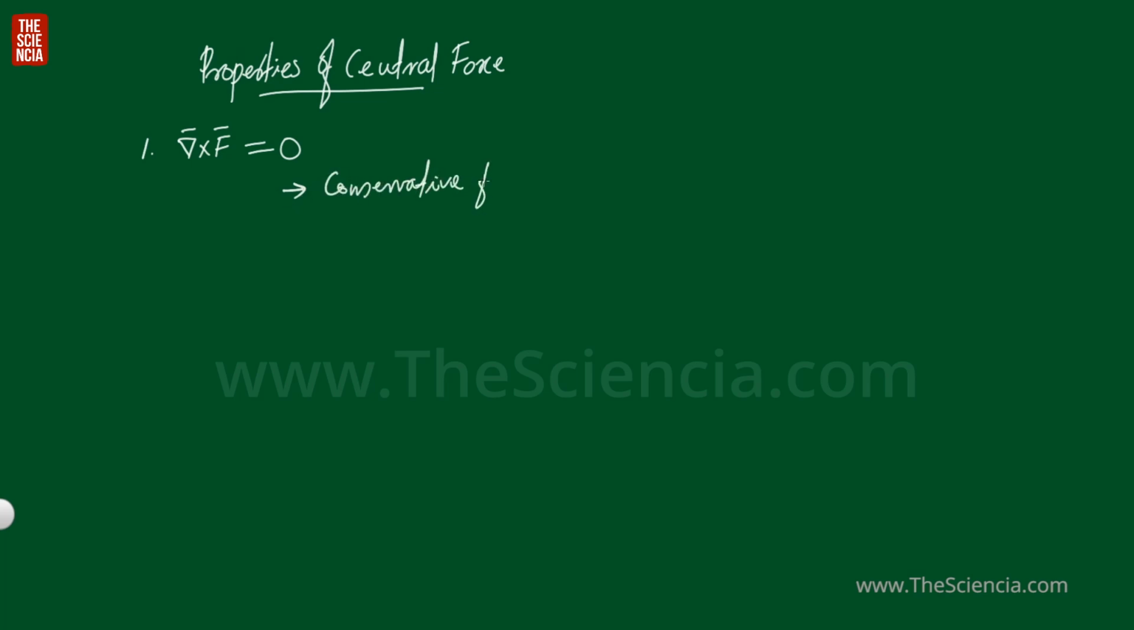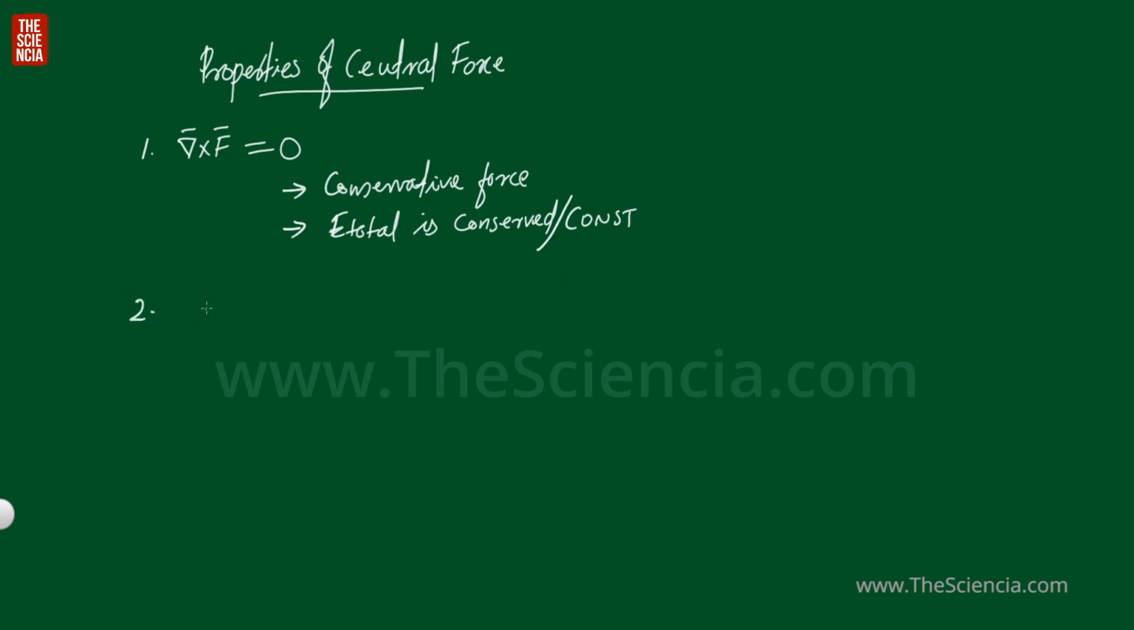Properties of central force. First property, del cross F will be equal to 0. That is, the curl of a central force will be equal to 0. And if the curl of a force is 0, then we can say it will be a conservative force. And in a conservative force field, the total energy is conserved. That is, it will be a constant.